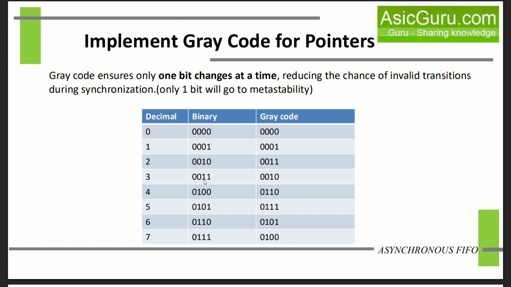Now, to pass the pointer from one domain to another domain, we use gray code pointers. Why gray code? Because gray code ensures only one bit changes at a time. It reduces the chance of invalid transitions during synchronization. It also reduces metastability. For example, when the value changes from 3 to 4, in the case of binary, it changes 3 bits. But in the case of gray code, only 1 bit changes. So it reduces the metastability.